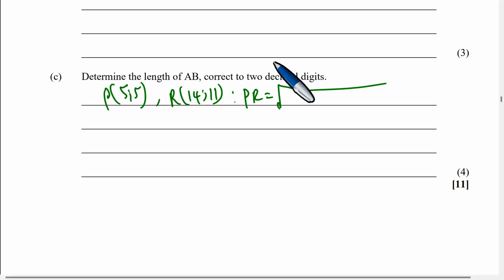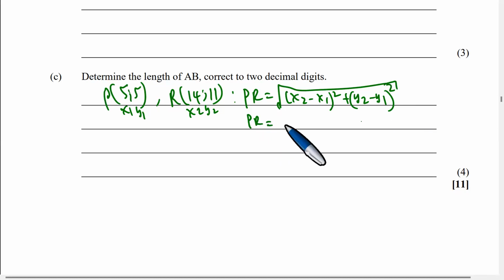Okay, so let's find PR. This one is x1, y1, and this one is x2, y2. The distance formula says x2 minus x1 squared plus y2 minus y1 squared. So which means you have PR. What is x2? It is 14 minus 5 squared plus the y2, it's 11 minus 5, and then you square this.